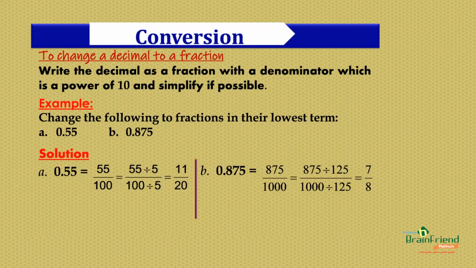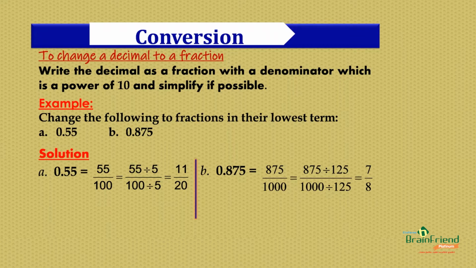Having learnt about fractions, decimals, and ratios, let's learn how we can convert decimals to fractions. To change a decimal to a fraction, simply write the decimal as a fraction with a denominator which is a power of 10, and simplify if possible. Now we have an example that says, change the following to fractions in their lowest term. We have 0.55 and we have 0.875.